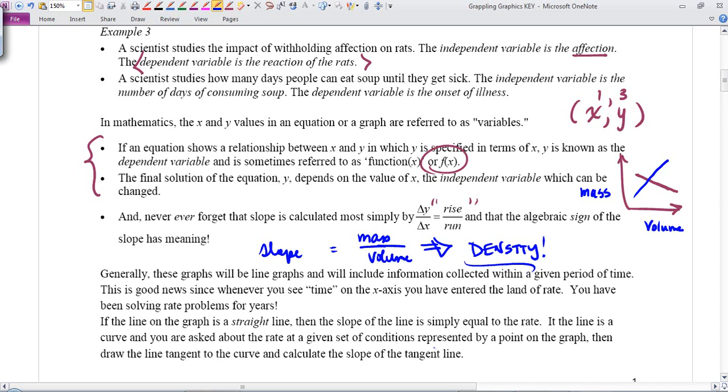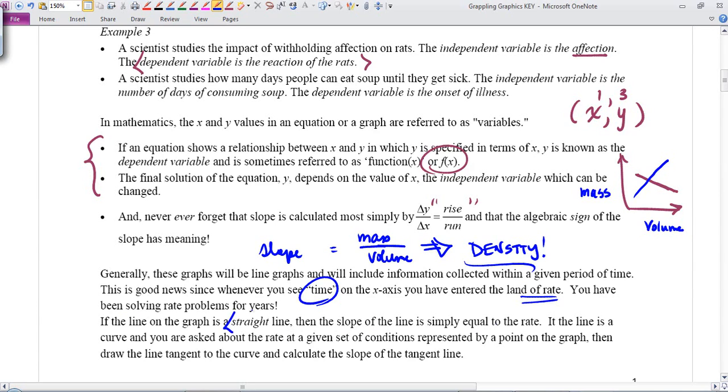All right, so generally these graphs are going to be line graphs, and they're going to include information collected within a given period of time, which is really good news because any time you see time on the x-axis, you are in the land of rate, and you've been solving those kinds of problems for a lot of years. So if the line on a graph is a straight line, the slope is simply equal to the rate.